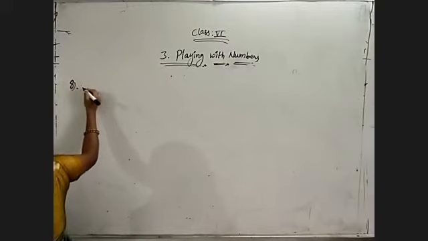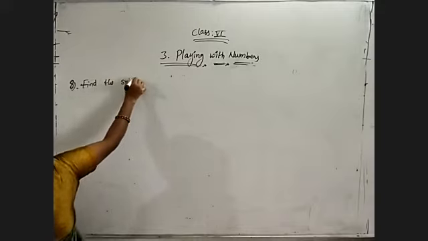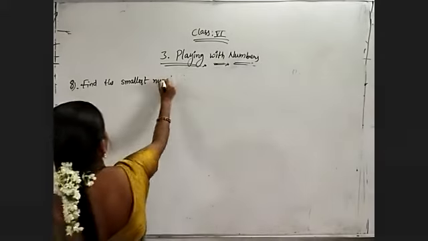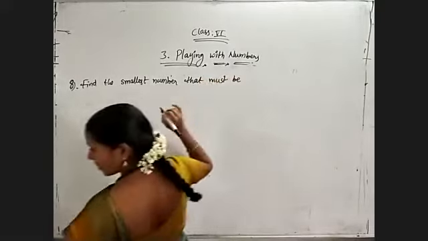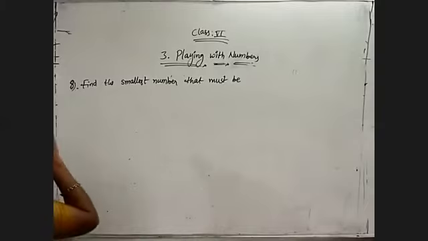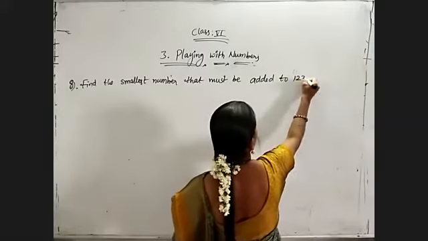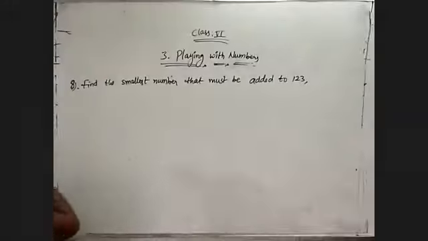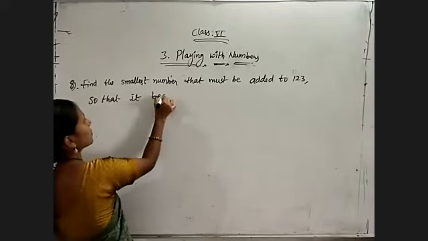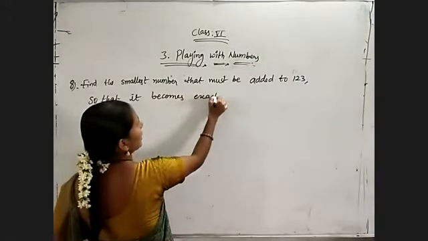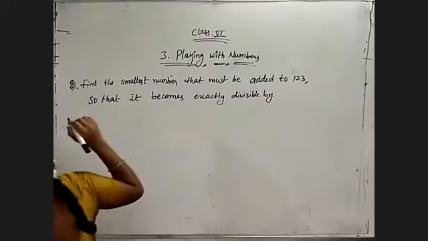Now coming to the 8th problem. Find the smallest number that must be added to 123 so that it becomes exactly divisible by 5.